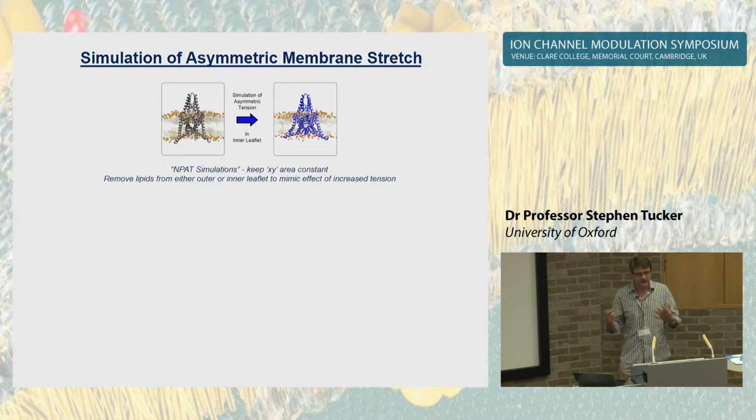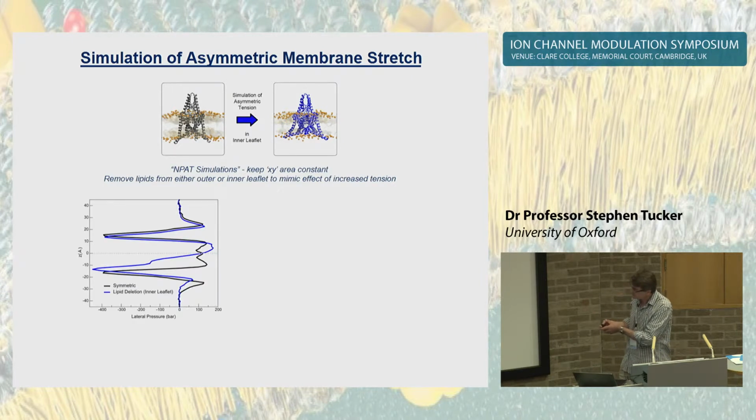Well, first of all, we tried a simulation approach. Can we increase tension in just the inner leaflet? And to do this, in our simulation box, we kept the size of the box constant, and we simply deleted lipids from either the inner leaflet or the outer leaflet to mimic this sort of increase in area per lipid in the bilayer. And this is the appropriate change in the pressure profile in the membrane.